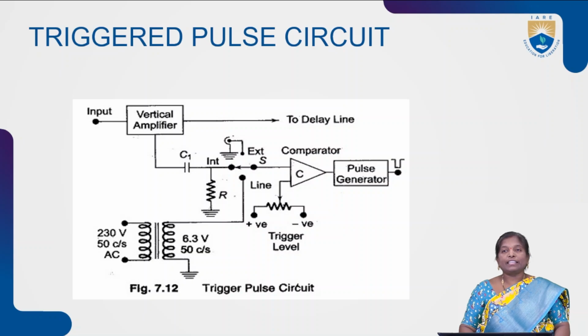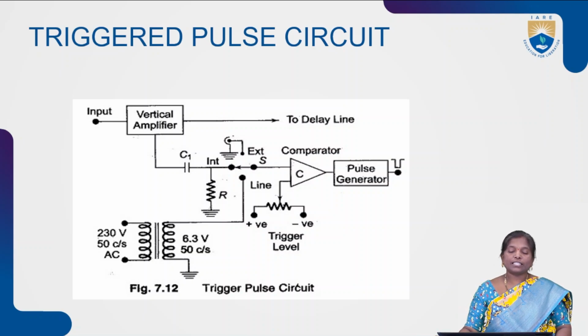How are we providing the triggering signal, or how can we generate the triggered signal? If you observe the cathode ray oscilloscope, the main important parts are the vertical amplifier, triggered circuit, time-base generator and horizontal amplifier. Already we have discussed the vertical amplifier and the time-base generator. In that time-base generator, we have a continuous sweep time-base generator and a triggered time-base generator. And now it is the triggered pulse circuit. How can we provide the triggering signal?